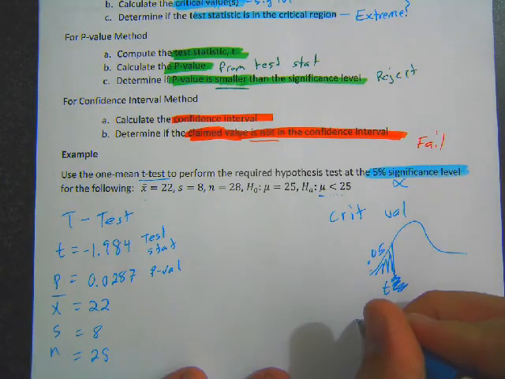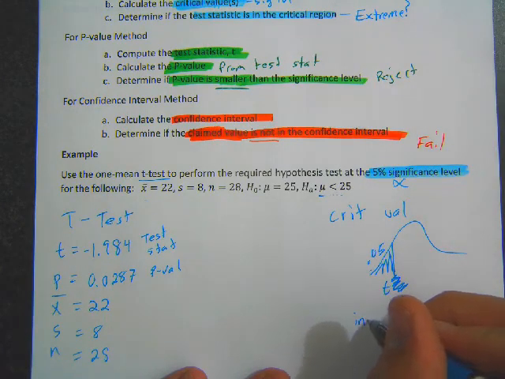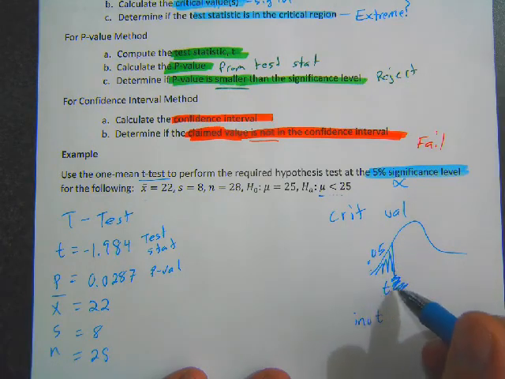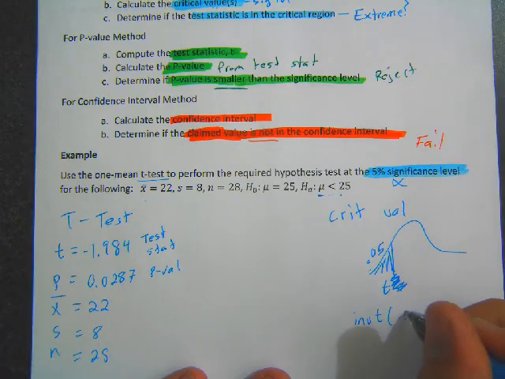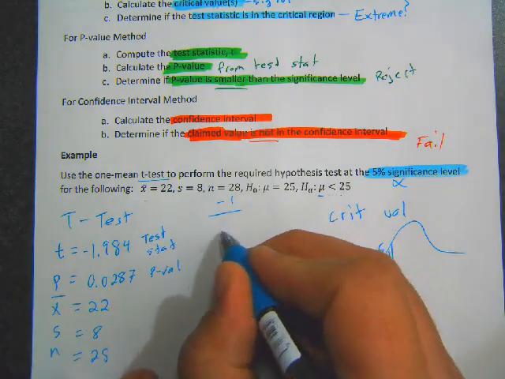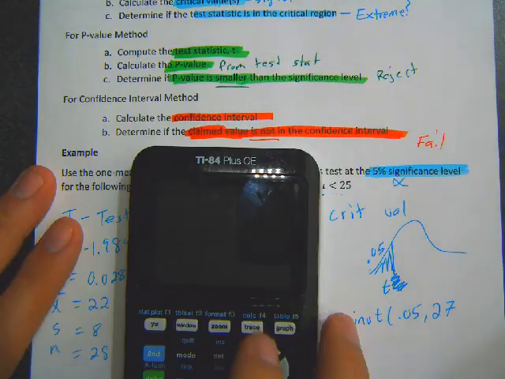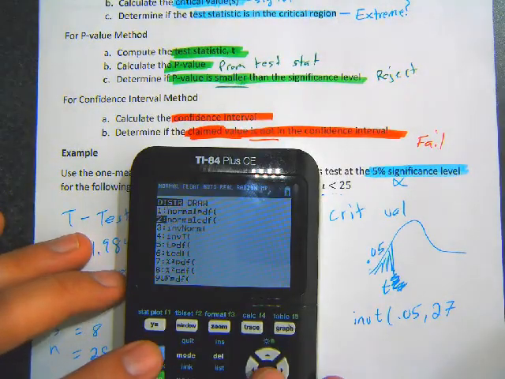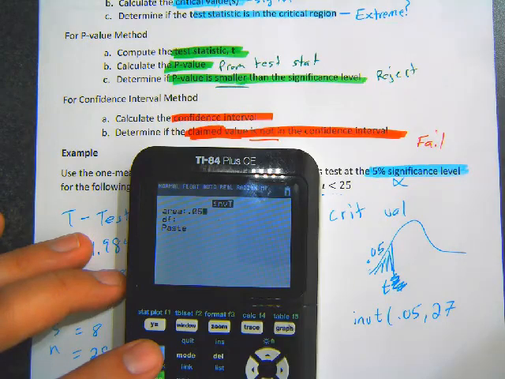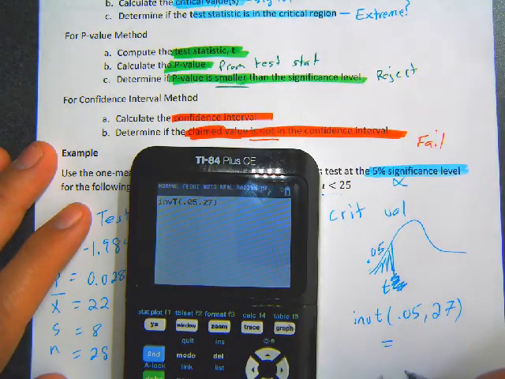We're going to do the inverse t, because we're trying to find the t-score based on that area. And we'll put in our 0.05 for our area, and then we want the degrees of freedom. In this case, since there's 28 sampled, subtract 1, and your degrees of freedom will be 27. So my 27 is going to be my degrees of freedom. I'm going to do second distribution, inverse t. Area is 0.05, 5% to the left. Degrees of freedom is 27. Put that in. And that gives me the t-score we want, which is going to be negative 1.703.